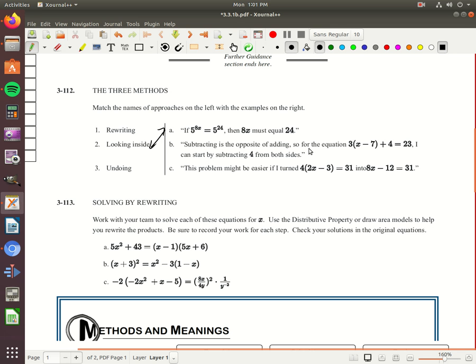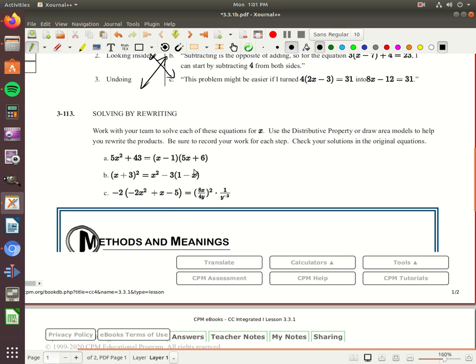Subtracting is the opposite of adding. So for this one, I can begin by subtracting 4 from both sides. Well, that's undoing, right? You're doing the opposite of what's there. So the last one must be rewriting. This problem might be easier if I turn it into, and there we go, we distribute that 4. We're rewriting the entire problem. So I think that's how those things are going to match up with the description.